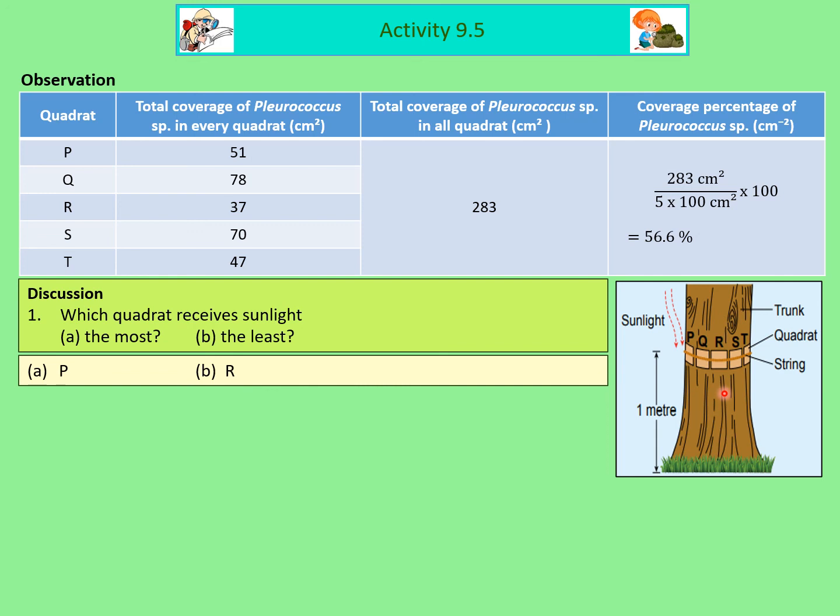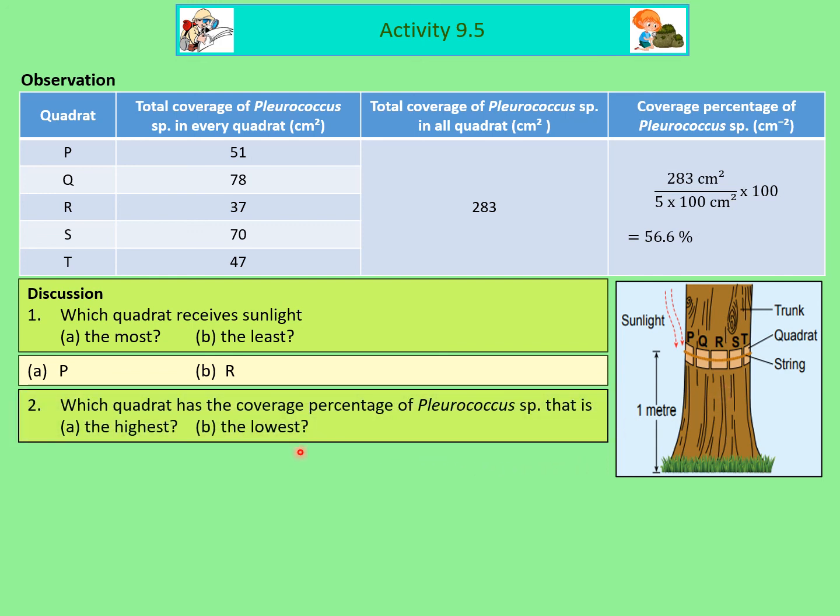Okay. Question number 2. Which quadrat has the highest coverage percentage of Pleurococcus? The highest is Q, and the lowest is R, because R receives less sunlight, but Q is at the middle of P and R, so the temperature and the sunlight are suitable for the growth of Pleurococcus. So Q is the most suitable place for the growth of Pleurococcus.